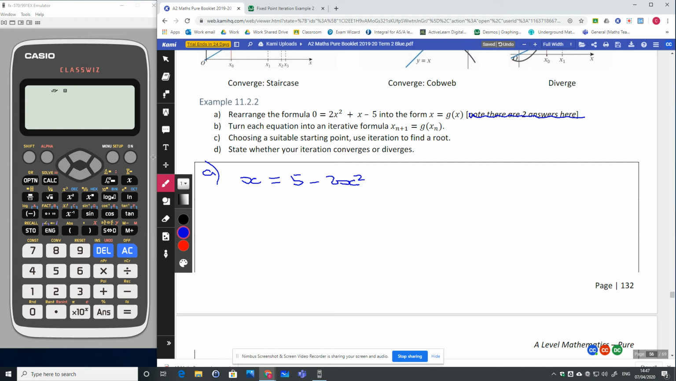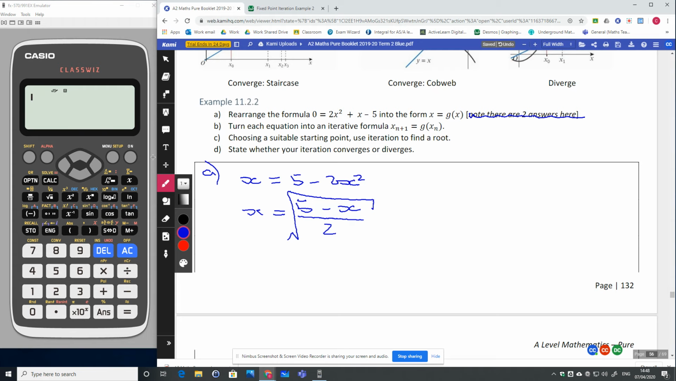We could make an x out of here the subject. So if I take the 5 and the x across to the other side, so I've added that, subtracted that, divided by 2. So that's equal to x squared. Therefore, I need to square root it. And I'm going to go for the positive square root here.